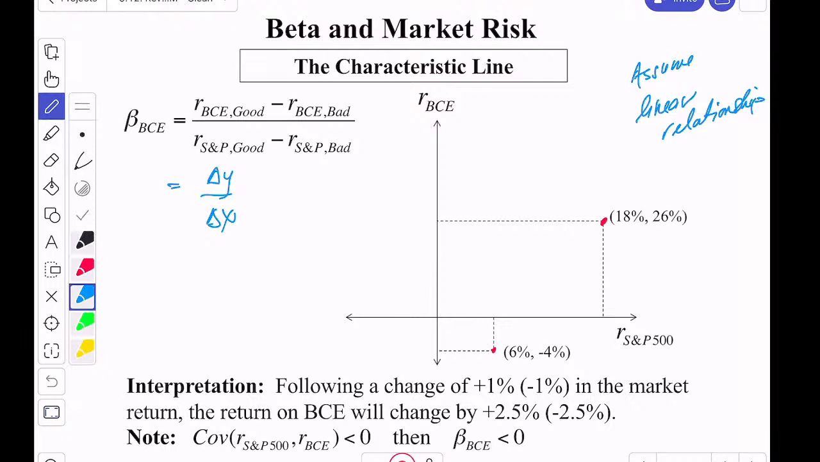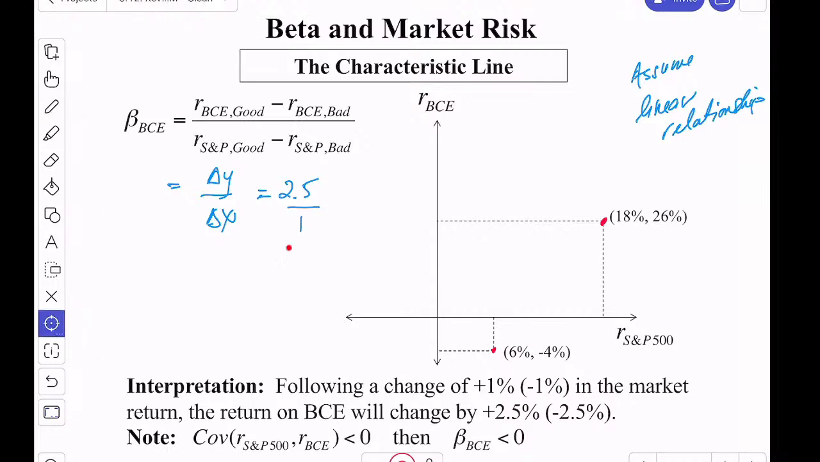And we actually find that the slope is 2.5. So it means when there's a change of a positive 1% in the market returns, the return to BCE will change by 2.5%. So I'm just saying this is the slope, right? Because I have the change in x, which is the market, and I told you always, always, always we put x as the market returns, as the explanatory variable.